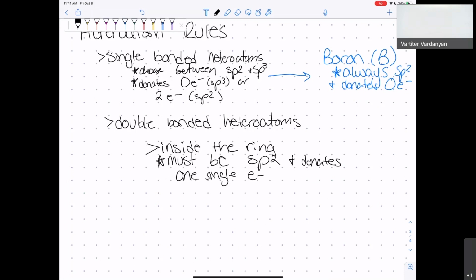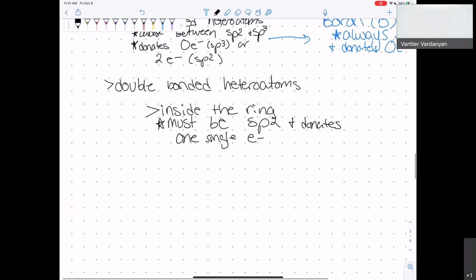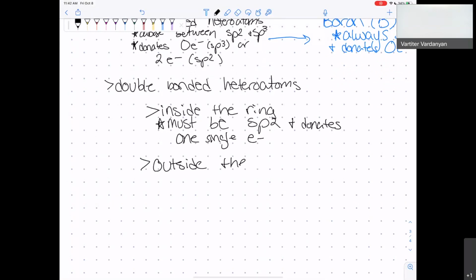And if it's, I'm going to move up a tab. If it's outside the ring, it must be sp2 and donates... wow, that's a really ugly T. It donates 0 electrons.